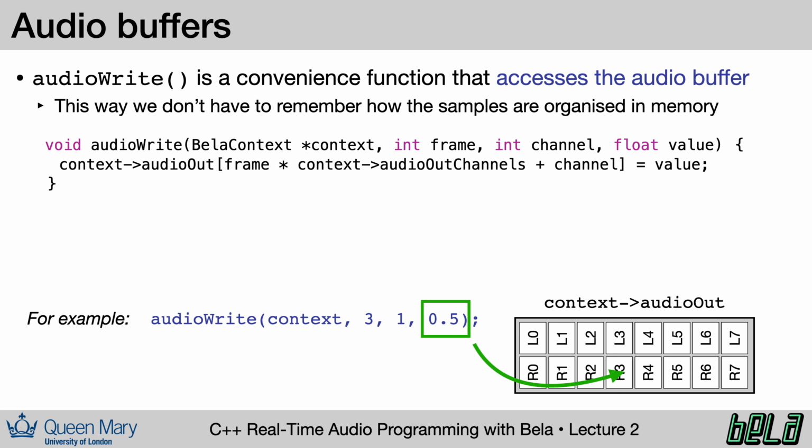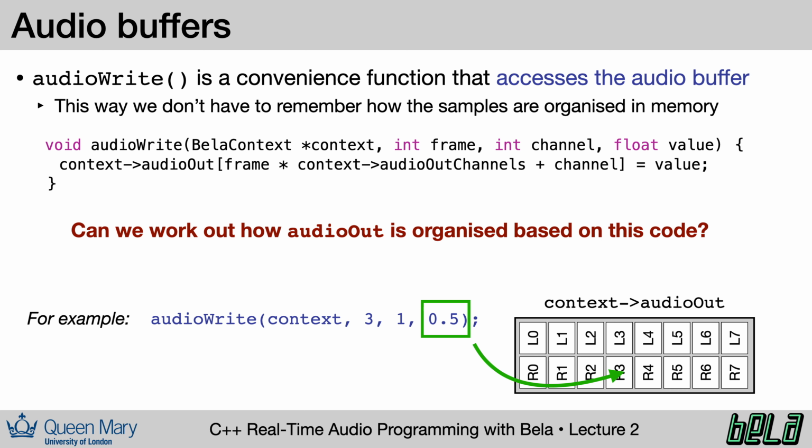If you dig into the Bela core code, you'd find the implementation of audioWrite looking something like this. And what you can see is that we're storing a value inside of this buffer called context arrow audio out. And there's this formula for calculating which index we want to store at. So the question becomes, can we work out how the audio out buffer is organized based on the code that we see here?